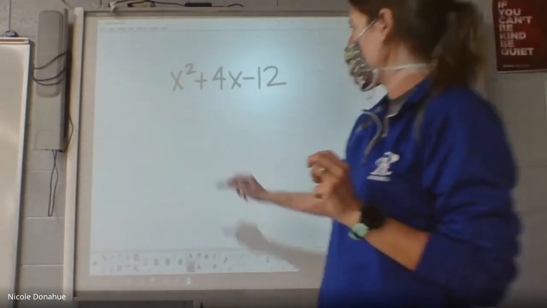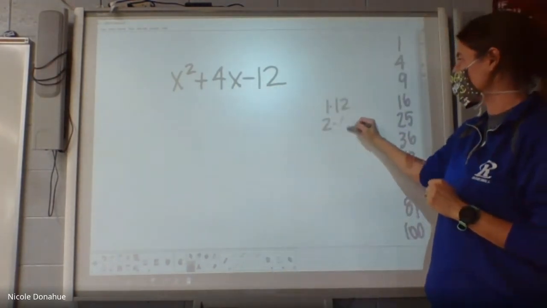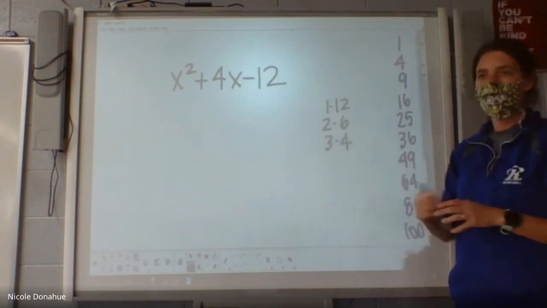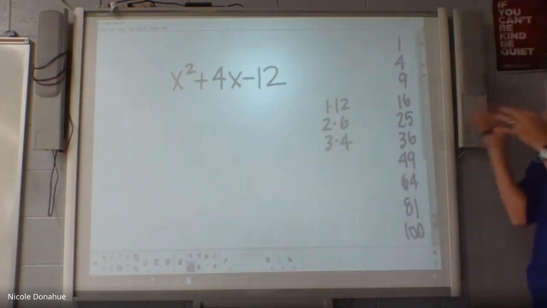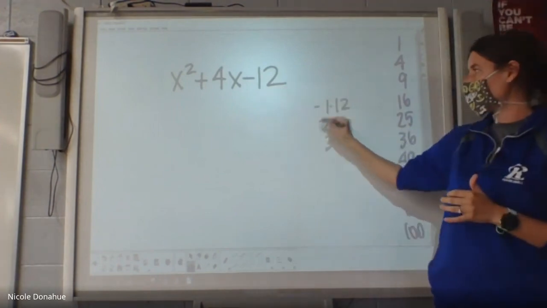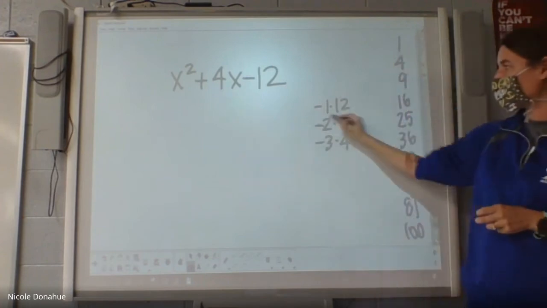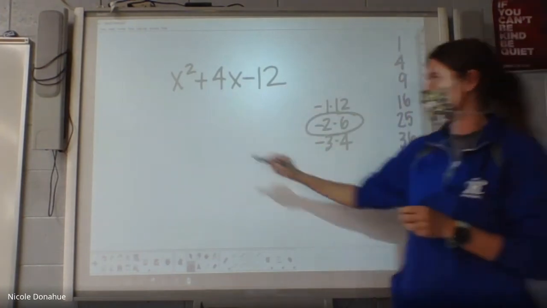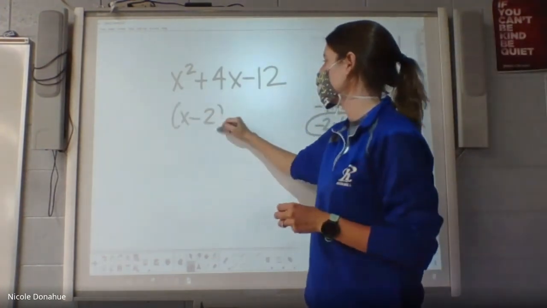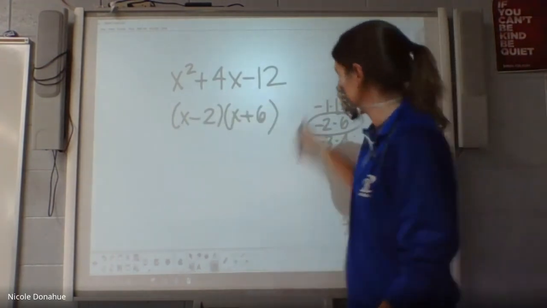Okay. So in this case, again, if you're struggling, 1 and 12, 2 and 6, 3 and 4. Those are all the things that multiply to give me 12. But since this needs to be a negative, one of these needs to be negative. To get that to be a positive 4, it's negative 2, positive 6. That's our set of factors.